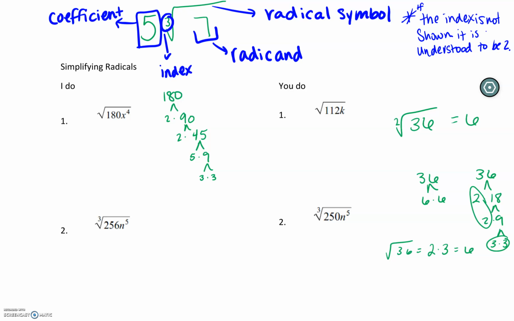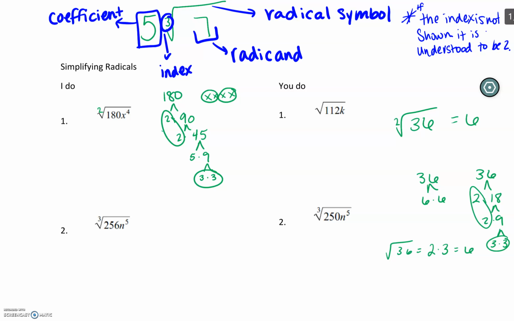So again, we're underneath a square root. So you notice that there's no index number written here, so it's understood to be 2. So if we're under a root of 2, we're looking for pairs of numbers, or 2 of a kind. So I have 2 2s, and I have 2 3s, and I don't have another 5, so 5 has to stay underneath the radical. I also can expand my x to the 4th out into x times x times x times x. That's the prime factorization of x to the 4th power. I have a pair of x's and another pair of x's.